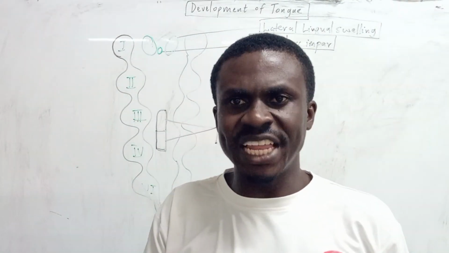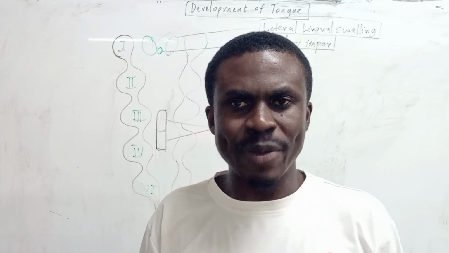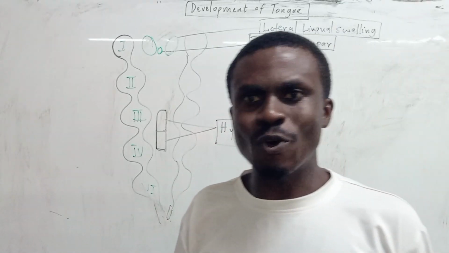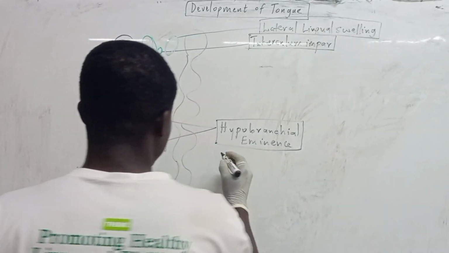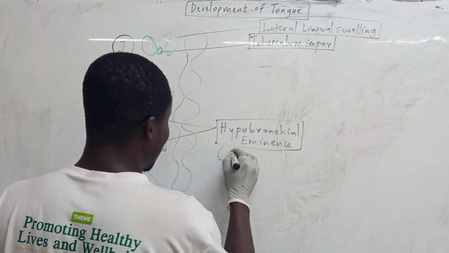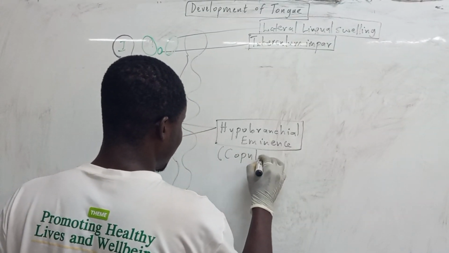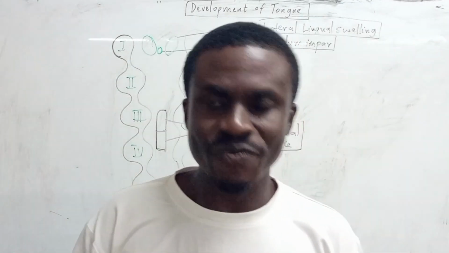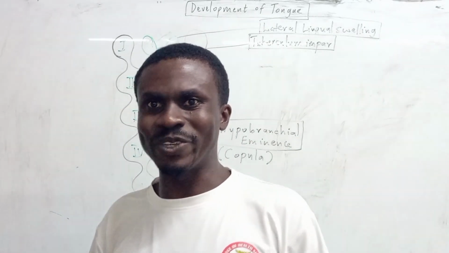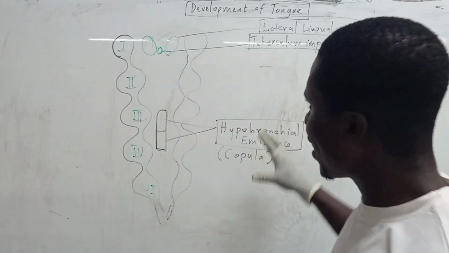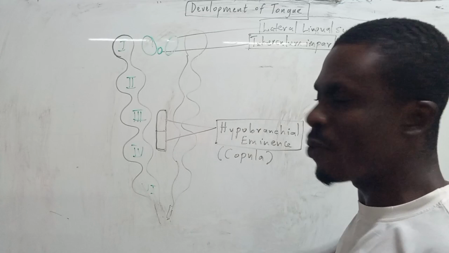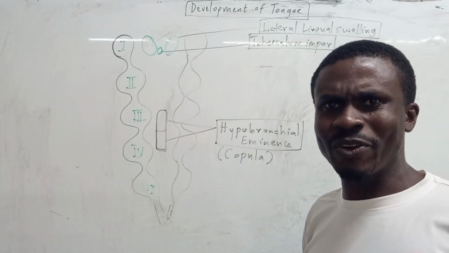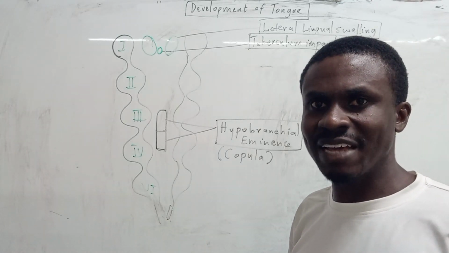Now, this hypobranchial eminence, in your reading, you may come across something we call copula. So instead of saying hypobranchial eminence, you can also say copula, developing in the 3rd and 4th pharyngeal arches. Yes, that's what we see. Now, at this point, the development of the tongue is over. It's as simple as that.